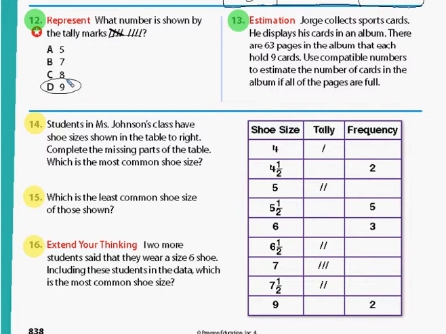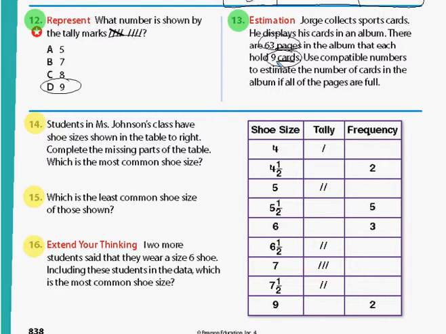Question number 13. Okay. George collects sport cards. He displays his cards in an album. There are 63 pages in the album that each hold 9 cards. Use compatible numbers to estimate the number of cards in the album if all the pages are full. Okay, so it's talking about 63 pages and 9 cards.